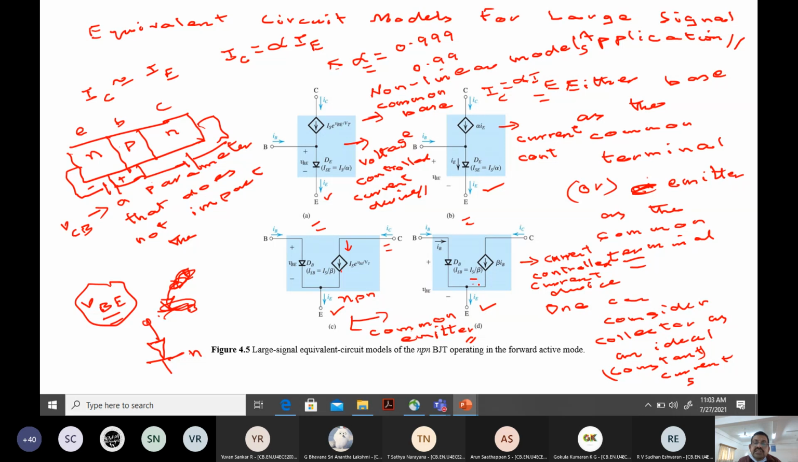So when we talk in terms of common emitter, we talk in terms of beta, and therefore the collector current is written in terms of beta. When we talk about common base, the collector current is written in terms of alpha. With that, I complete the theory for the large signal model.